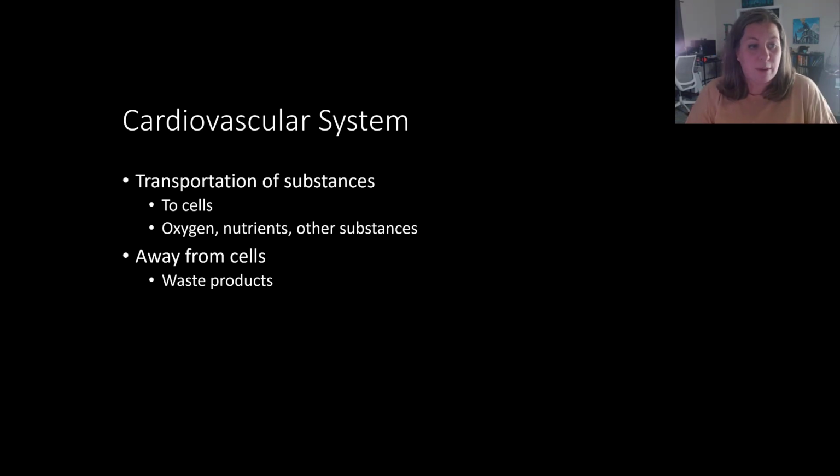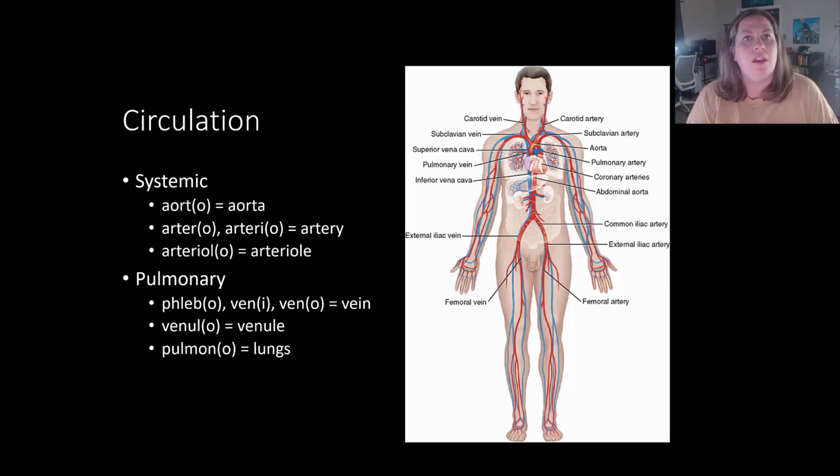These waste products are going to be things like carbon dioxide, because the cells are going to use the oxygen in cellular respiration. Carbon dioxide is going to be produced. Excessive water. We also see things like urea, ammonia, that kind of stuff. It needs to be taken away. So the removal of the waste products is going to be by the blood as well. So when we're talking about circulation, circulation is broken into kind of two main groups.